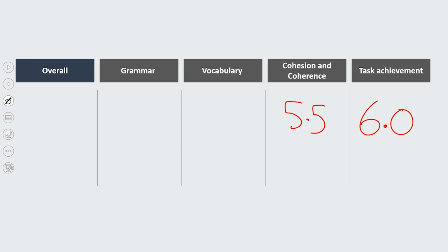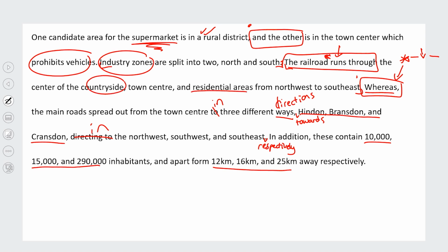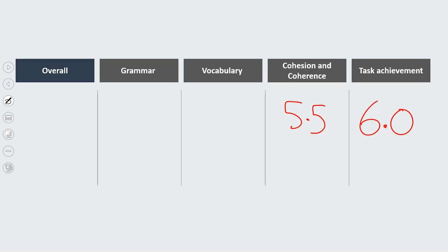I thought this candidate actually has good vocabulary. When we look through, we can see that we've got prohibits vehicles, industry zones. The railroad runs through. This is very good, okay? Runs through is a good phrase to be using with railroads. We've got countryside, residential areas, main roads spread out, okay? I really like these kind of phrases that they're using. So this candidate's vocabulary is very good, and I already want to give them a 6.5 for vocabulary.